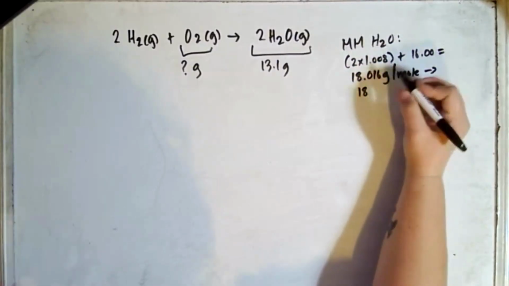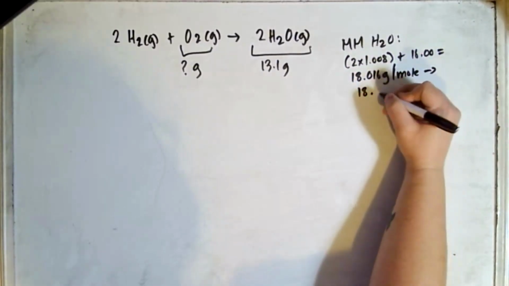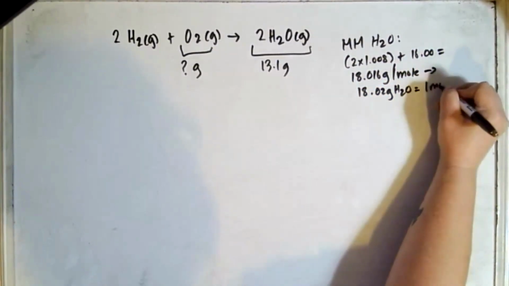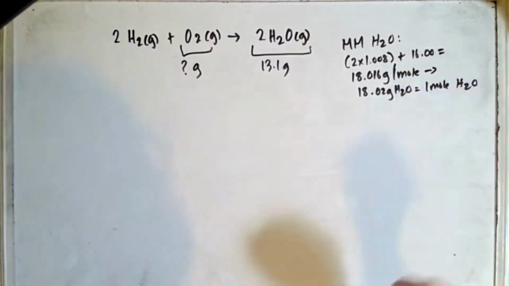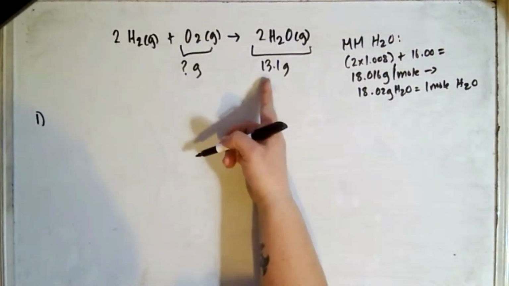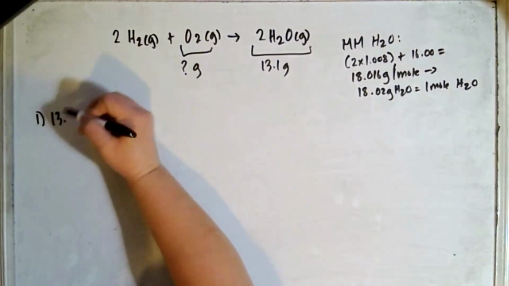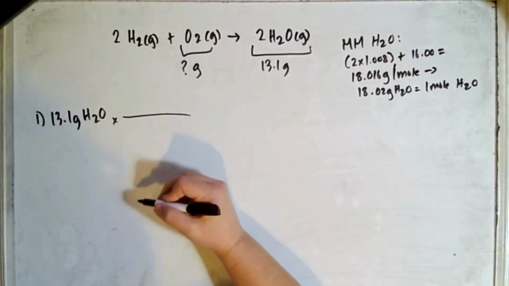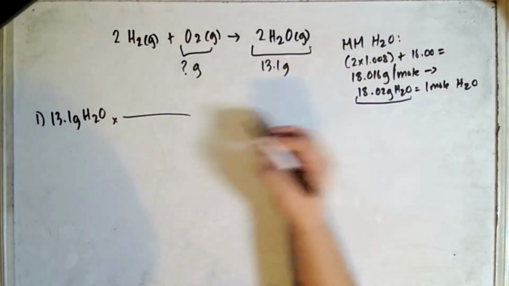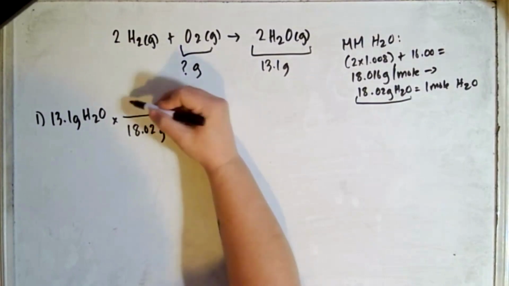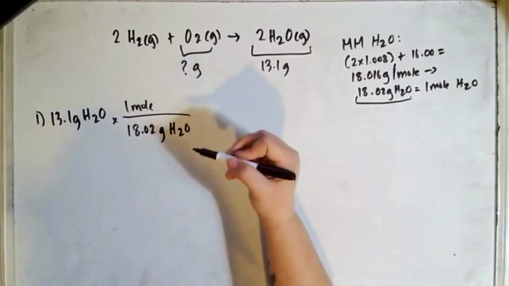So we can write that out as 18.02 grams of water equals 1 mole of water. And then we'll do the same thing for oxygen in our last step. But our first step here is going to be to take our 13.1 grams of H2O, and we're going to put our mass of H2O on the bottom. Our 1 mole of H2O up top.